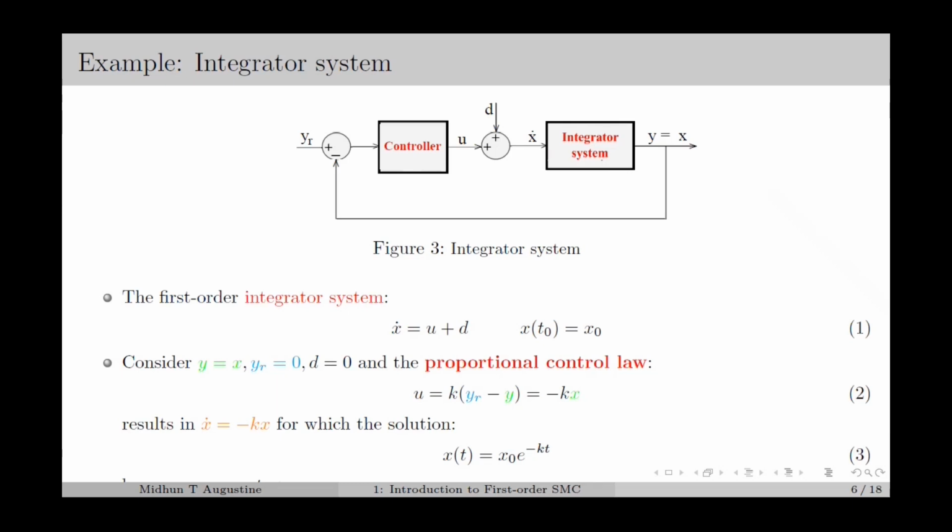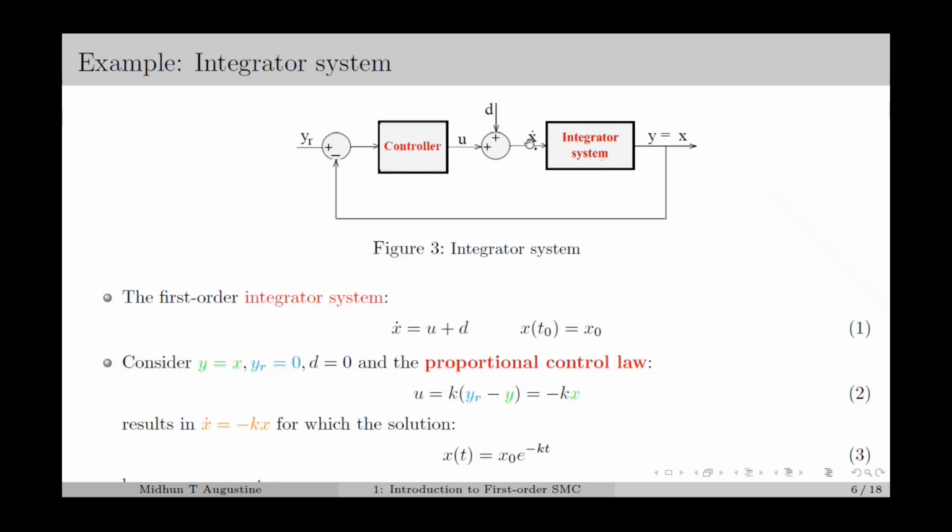To illustrate SMC, we consider an example of an integrator system, which is a first order system defined by the differential equation x dot equal to u plus d, where x is the state variable, u is the control input, and d is the disturbance input. Here, the variables x, u, and d are continuous functions of time. So we have x equal to x of t, u equal to u of t, and d equal to d of t. And we denote x of t0 as x0, which is the initial state.